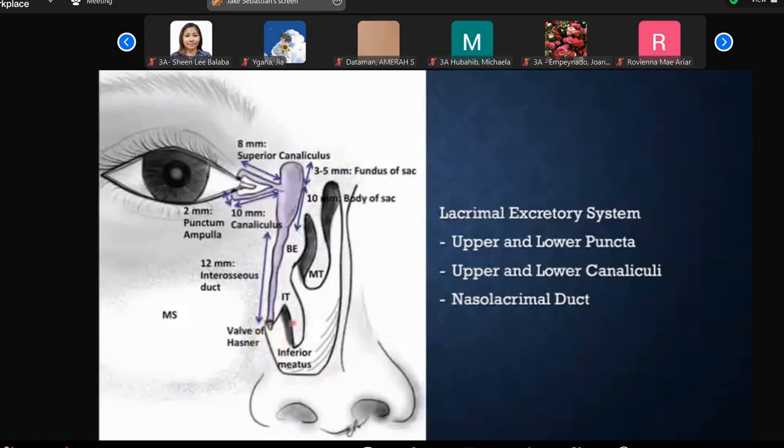So the meatus are these areas, no? You know these. These are the turbinates. So this is the middle turbinate, there's a superior turbinate, and the inferior turbinate.